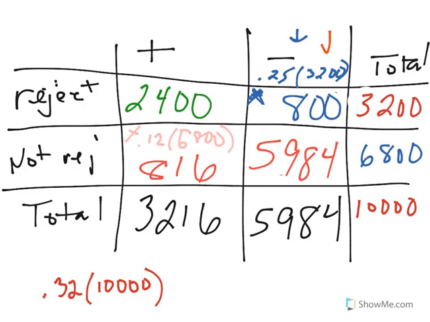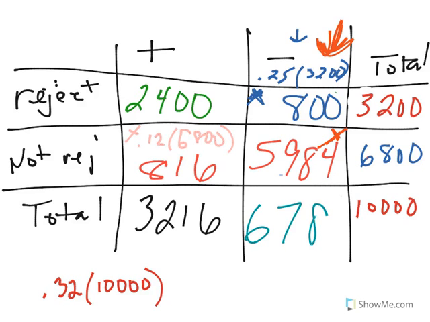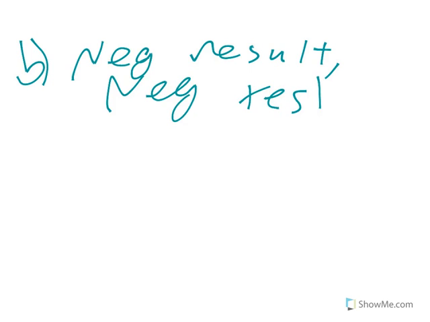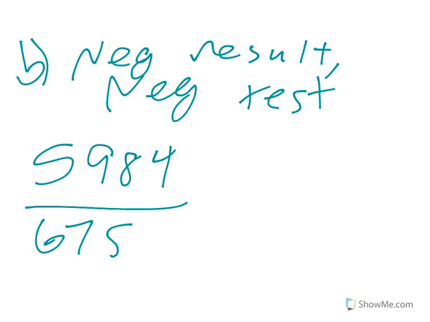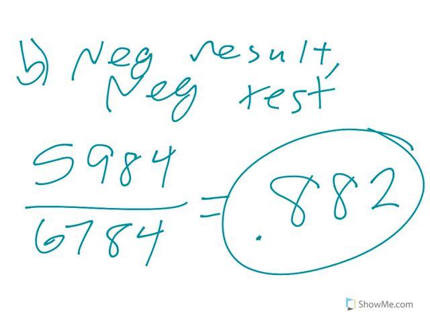Part B is similar, except it says negative result. So for part B, we want the negative column and actually testing negative. Why didn't you guys tell me before that this was wrong? So that's 6784. Sorry about that. So for part B, I want a negative result on a negative test. And so my fraction is the 5984, those that tested negative, over the total 6784 for a 0.882. And there is another false positive, false negative example.